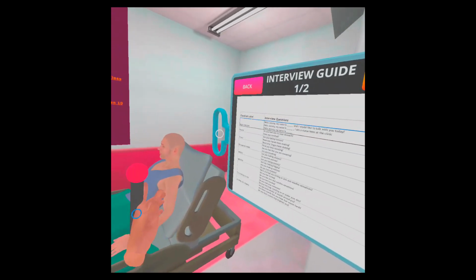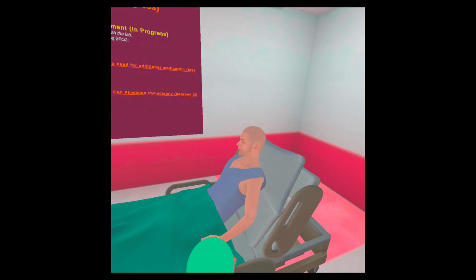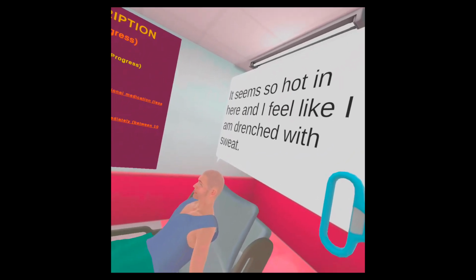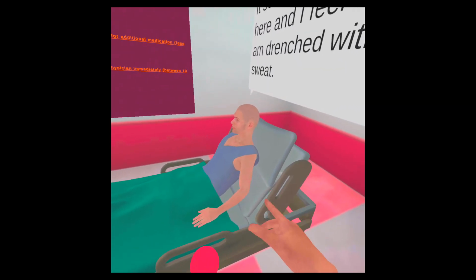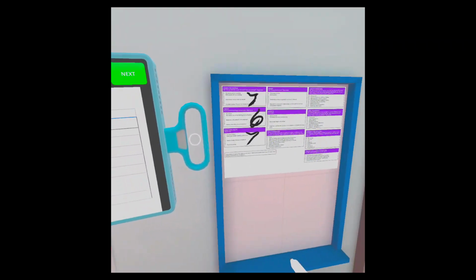Next is sweating. So I can look here. Are you sweating? It seems so hot in here, and I feel like I am drenched with sweat. So I can see the patient was glistening with sweat. So the patient is drenched with sweat. So that would be a 7. So already I'm at 20.